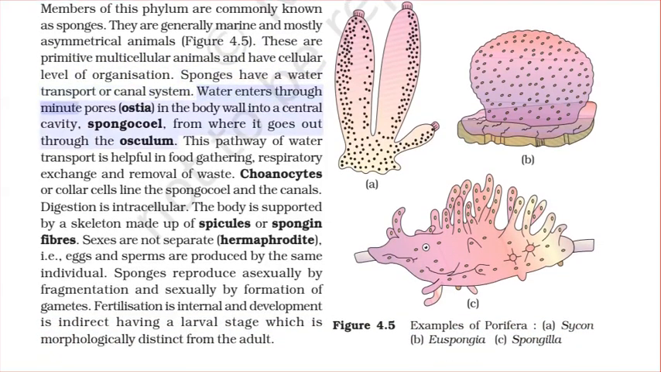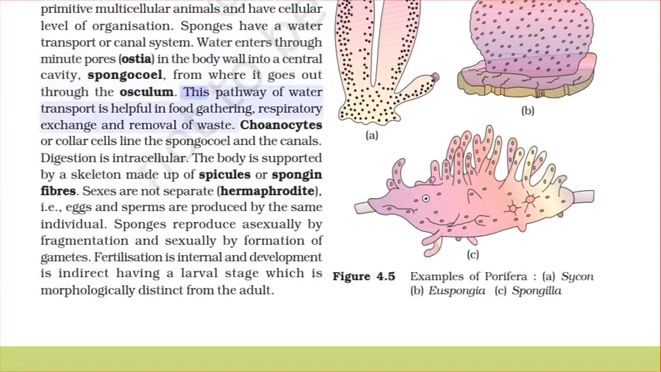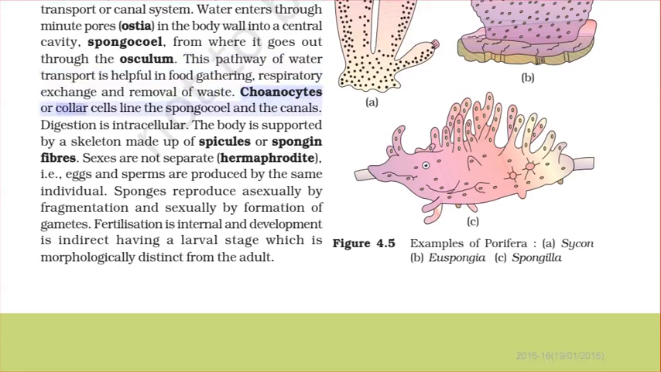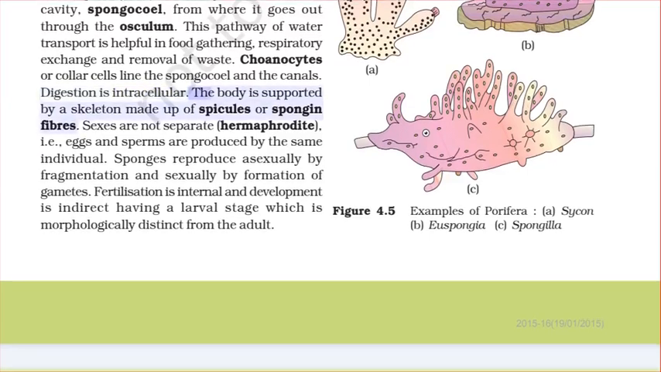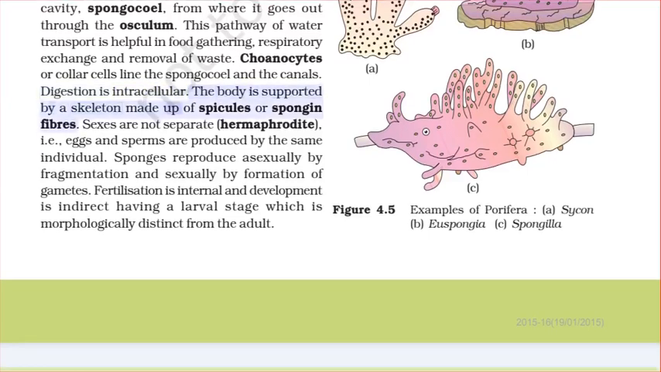Water enters through minute pores, ostia, in the body wall into a central cavity, spongocoel, from where it goes out through the osculum. This pathway of water transport is helpful in food gathering, respiratory exchange, and removal of waste. Choanocytes or collar cells line the spongocoel and the canals. Digestion is intracellular. The body is supported by a skeleton made up of spicules or spongin fibres.